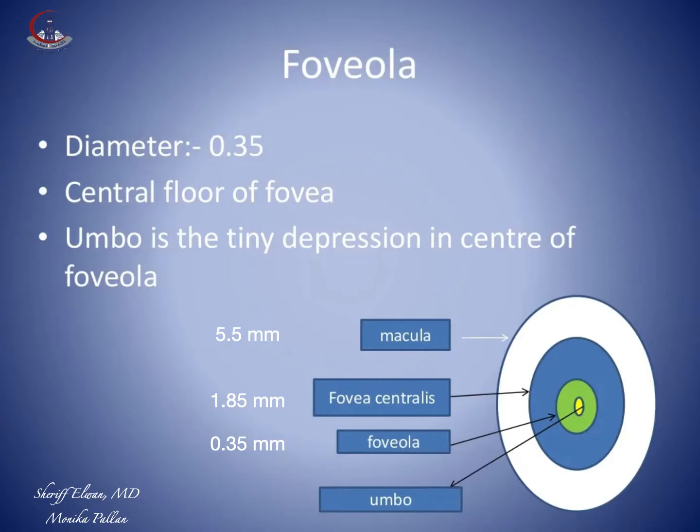The foveola is 0.35 millimeter. It's the central floor of the fovea, where the umbo is the tiny depression at the center of the foveola. So we can differentiate the macula as 5.5 millimeter, with the central part of it, the fovea, being 1.85 millimeter. The foveola is the most central part of the fovea, which is 0.35 millimeter in diameter. And finally, the most sensitive tiny depression in the center of the foveola, called the umbo.